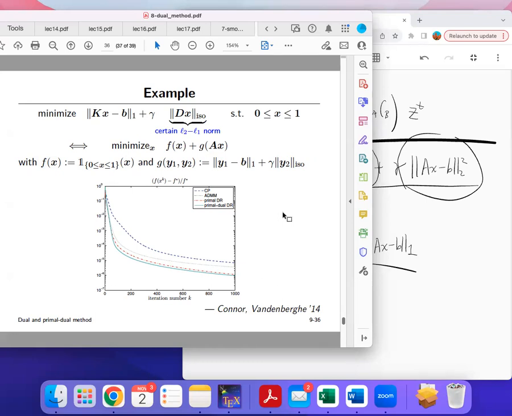Okay. So you see in all these problems, we have two terms that are not differentiable and non-smooth, and maybe coupled with matrices. So the classic proximal gradient method does not apply.